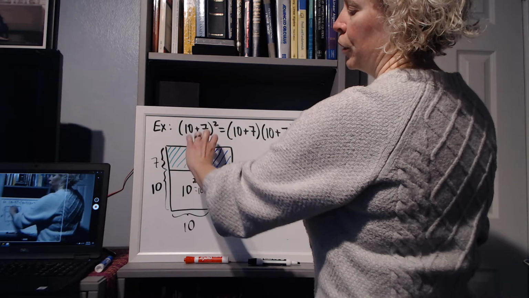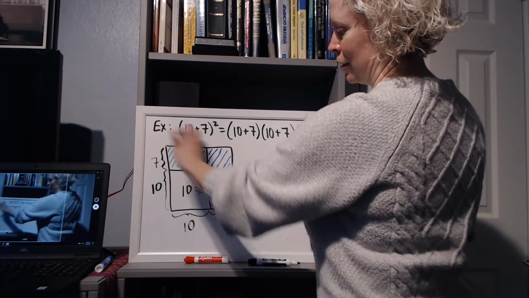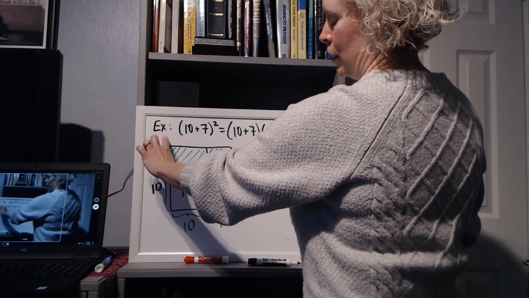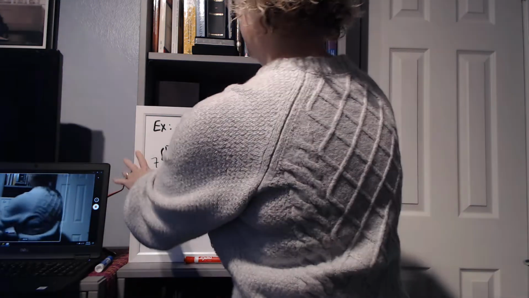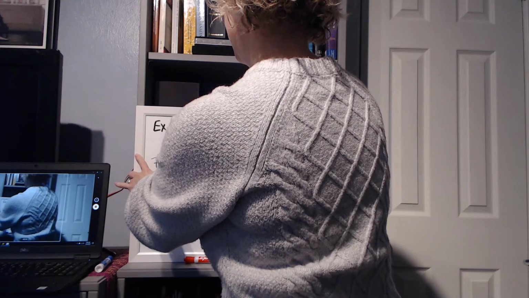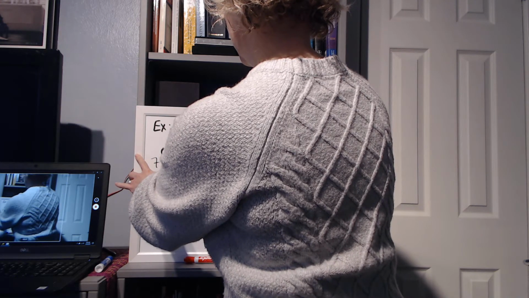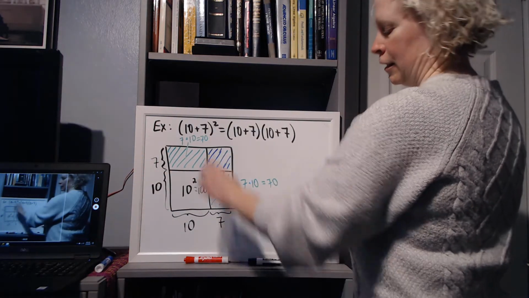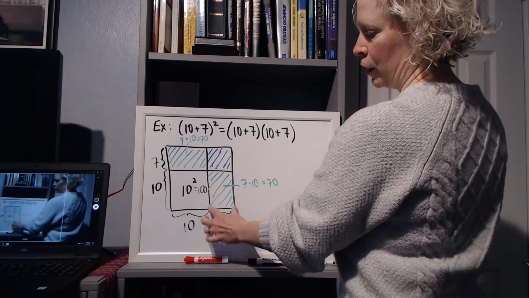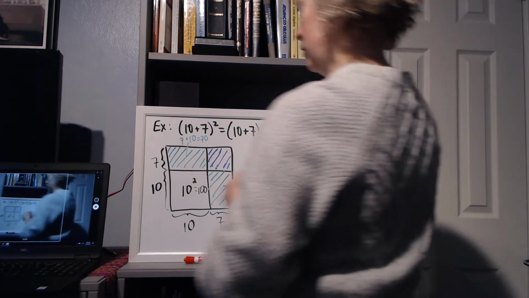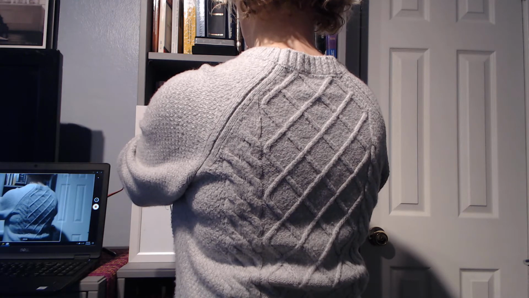If we look at the green rectangle up at the top, and notice that these are exactly the same size, just a different orientation, we have 7 times 10, or 10 times 7. So we'll label that. Which again, we know is 70. And then lastly, that leaves us the blue square. And this is a square, not just a rectangle, because we have 7 times 7. So that is 7 squared, which is 49.